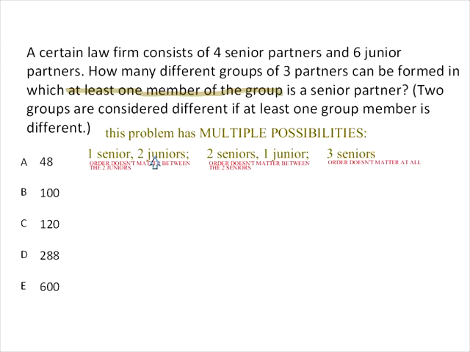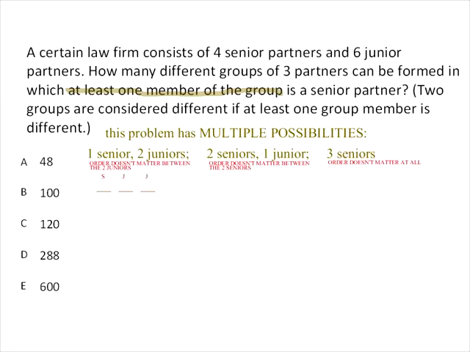So you've got some blanks. Remember, you've got to have a blank for each of these choices. So let's do that. 1 senior, 2 juniors. So there's going to be a blank for your senior. The first blank is going to be for a senior. The second 2 blanks are going to be for juniors.